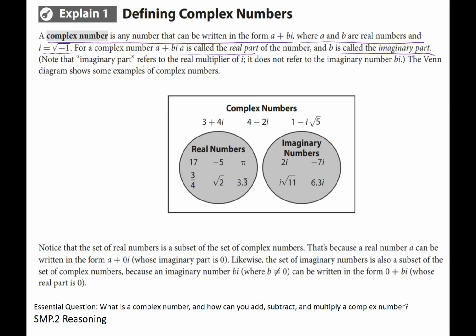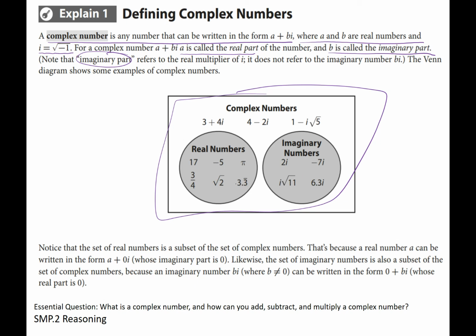Note that the imaginary part refers to the real multiplier of i. So really the imaginary part is the number that's in front of i. That's what that means. It does not refer to the imaginary number bi. The Venn diagram shows some examples of complex numbers. So the entire thing here is a complex number. Anything inside is a complex number. It could have a real part, an imaginary part. It could just have a real part. It could just have an imaginary part.